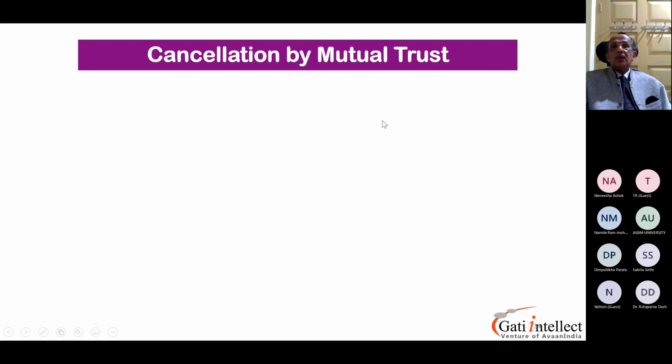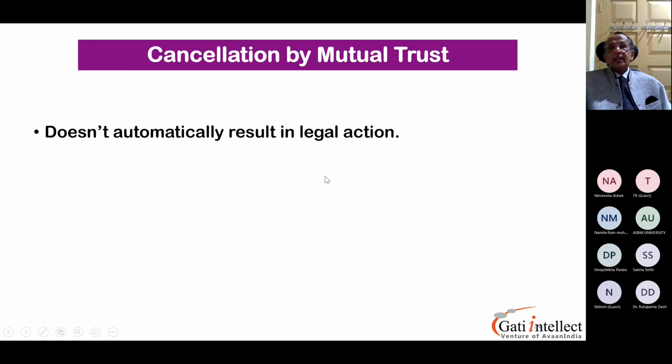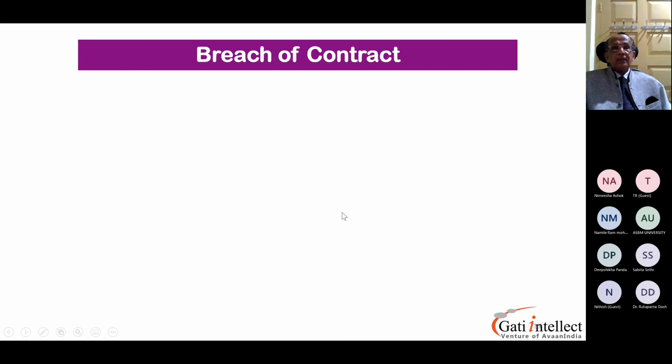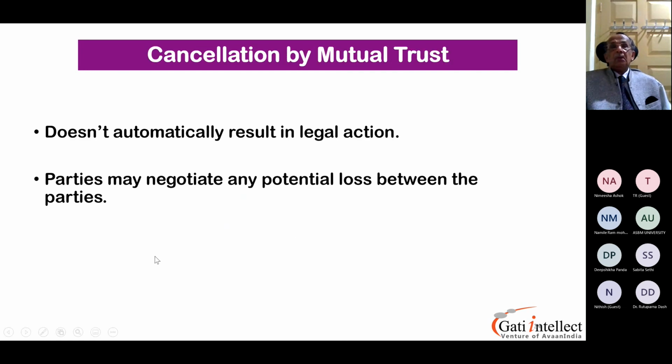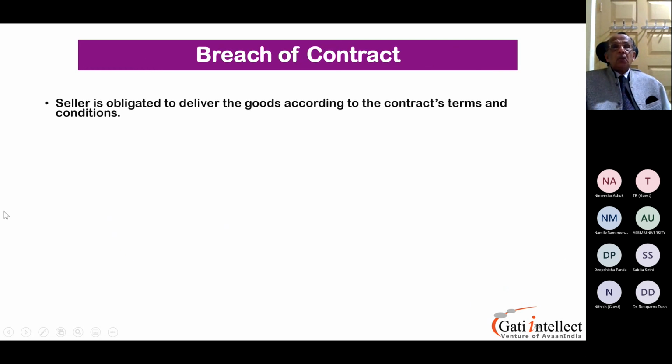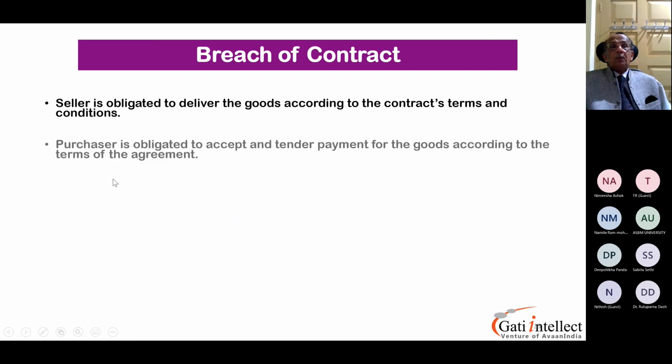Cancellation by mutual trust does not automatically result in legal action. Parties may negotiate any potential loss between the parties. I'm just moving a little faster because of the time limit. Breach of contract: seller is obliged to deliver the goods according to the contract's terms and conditions. Purchaser is obliged to accept and tender payment for the goods according to the terms of the agreement. This may result in remedies or damages.